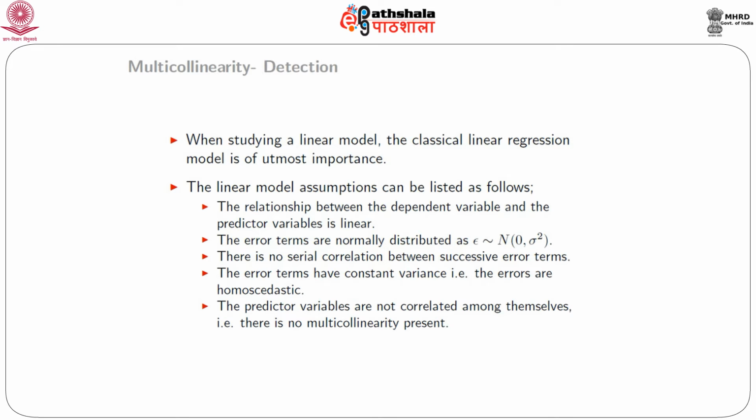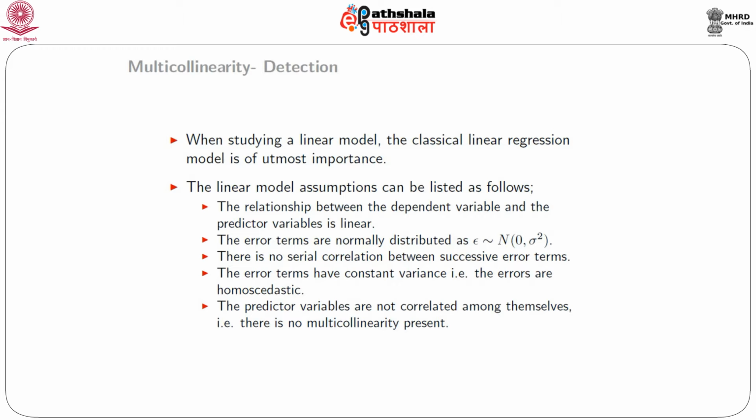When studying linear models, the classical linear regression model is of utmost importance, and by classical linear regression model we mean the regression model where we have a dependent variable which we denote by y, and we have several independent variables which are denoted by x1, x2, ..., xp, or in case of simple linear regression we have only one independent variable denoted by x. These are the conventional notations for a linear regression model.